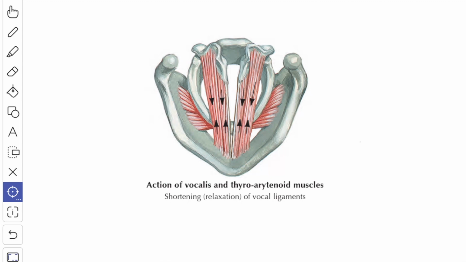Next, we'll see about the relaxation or the shortening of the vocal cord. So this is mainly done by the thyroarytenoid muscle and the vocalis muscle, and when the thyroarytenoid muscle contracts, the vocal folds are shortened due to the approximation of both ends.